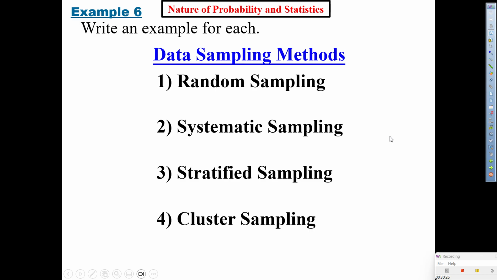Next screen. Look up. On your screen it says, write an example of each. I don't want an example of each. I want you to write me an example of systematic sampling. Type it in there. Make up an example. What would be a systematic sampling example? Type it in there. Systematic.